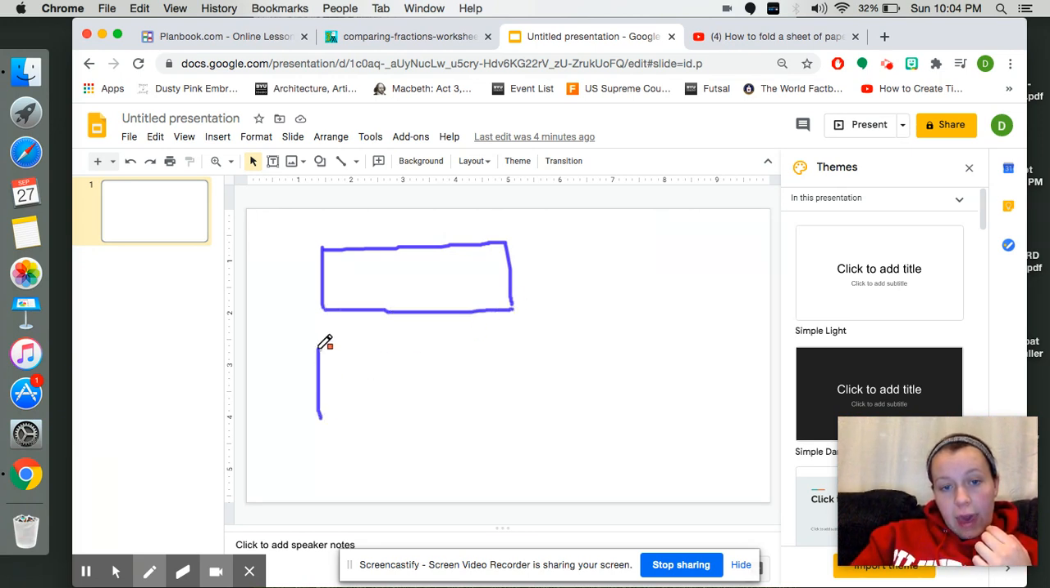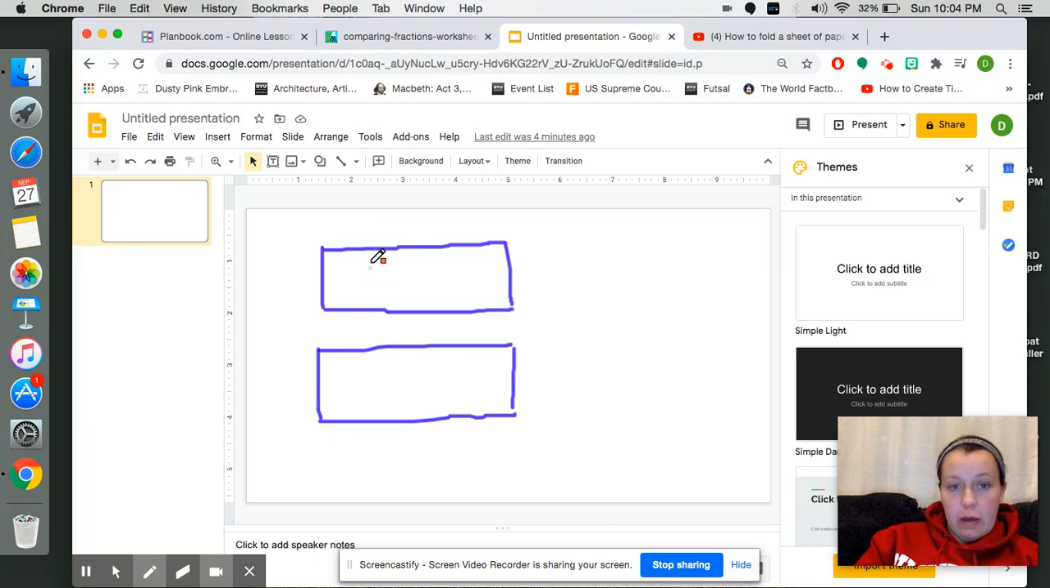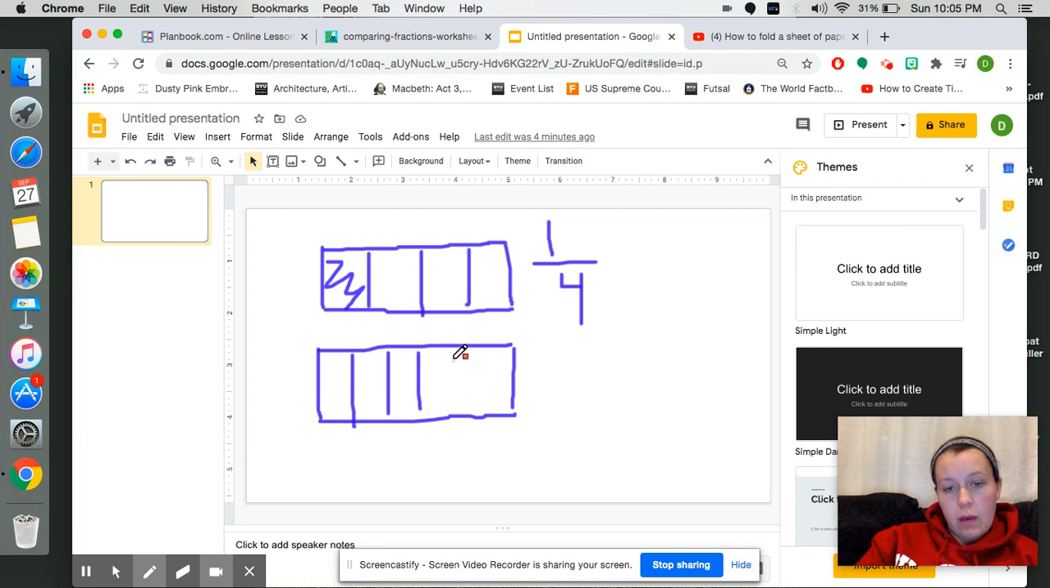So fifth graders, I know some of you might already know the answer without having to draw a picture, but drawing a picture helps solidify it in our brain, that this is really proving to us what it is. So I'm going to split this one into fourths. So this is 1/4 right here. We'll label that 1/4. And then this one is going to be 1/5. 2, 3, 5.